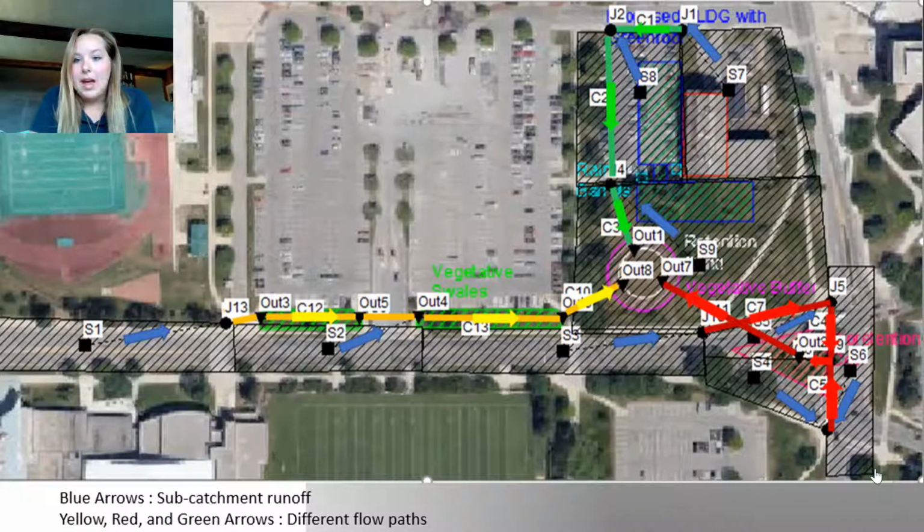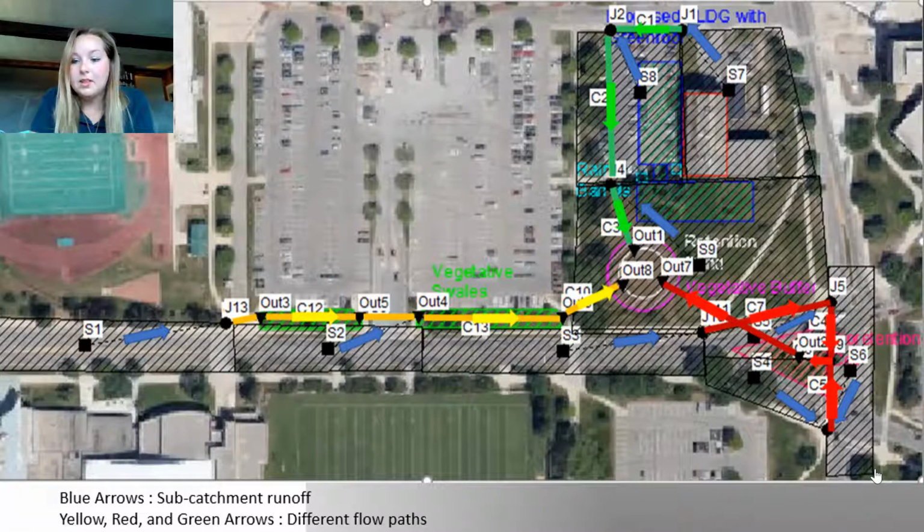The green flow path shows site drainage from subcatchments 7, 8, and 9. As you can see, subcatchment 7 drains into junction 1, and then water is collected from subcatchment 8 and J2, and then it is directed into junction 4, which collects the water from subcatchment 9 and then into the retention basin.